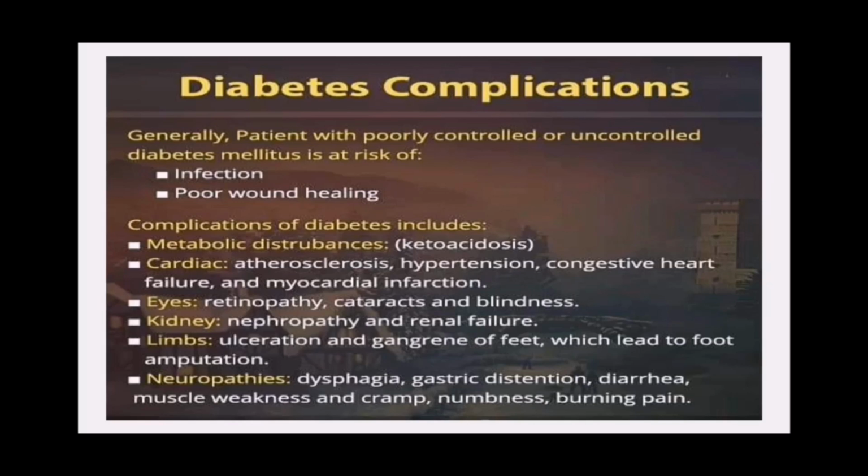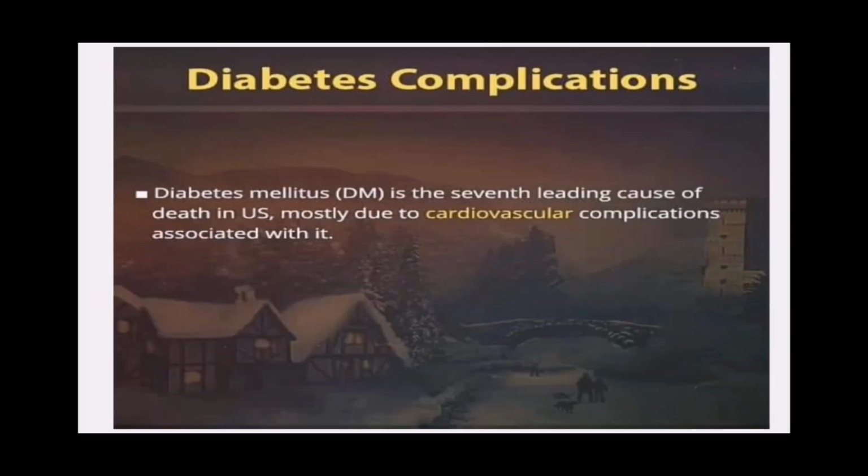Neuropathy, dysphagia, distension, diarrhea, muscle weakness and cramps, numbness, burning pain. Diabetes mellitus is the seventh leading cause of death in the United States, mostly due to the cardiovascular complications associated with it.